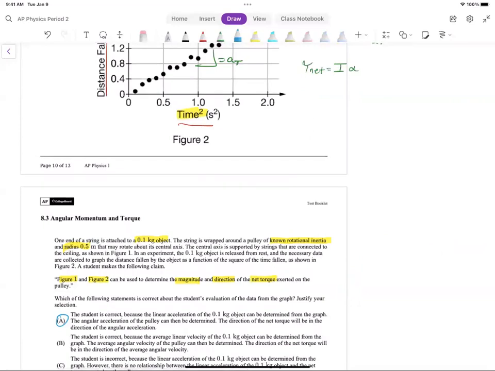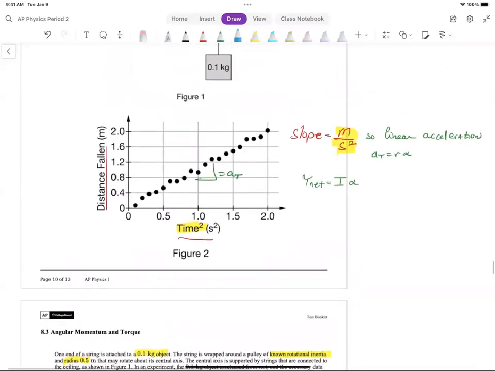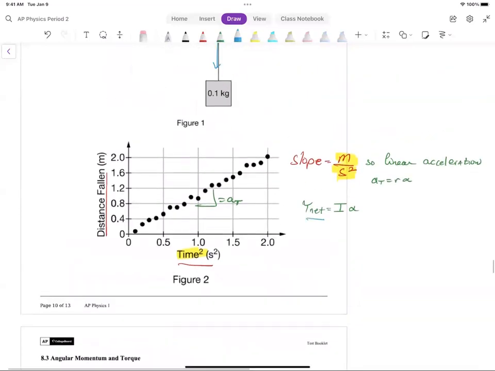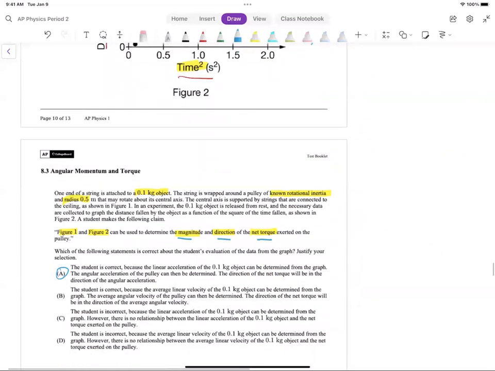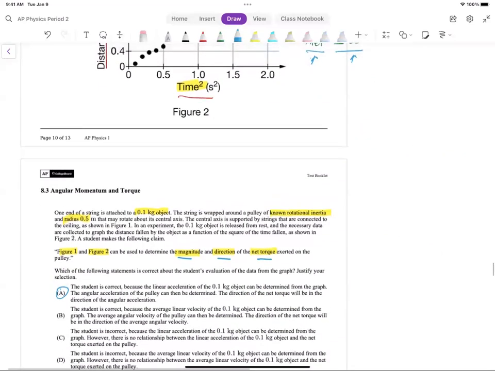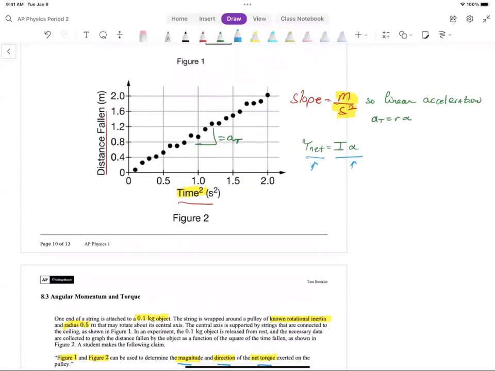Figures 1 and 2 can be used to determine the magnitude and direction of the net torque. Net torque is equal to I times alpha. If you know the direction of alpha, you know the direction of the net torque. Magnitude and direction of the net torque? Yes, because I have the known I value, which they told me.